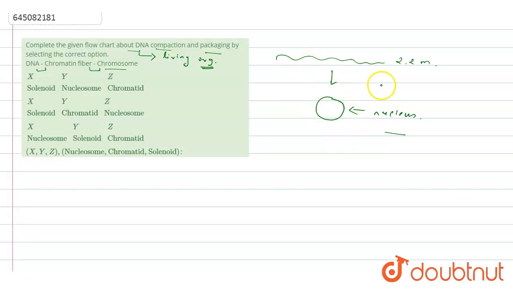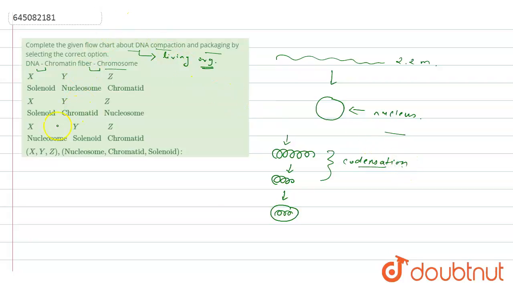Similarly, here the 2.2 meter DNA undergoes coiling. It undergoes compaction like this. It coils and coils so that it can fit into the small nucleus. This is the packaging, or you can call it condensation. So it is condensed.